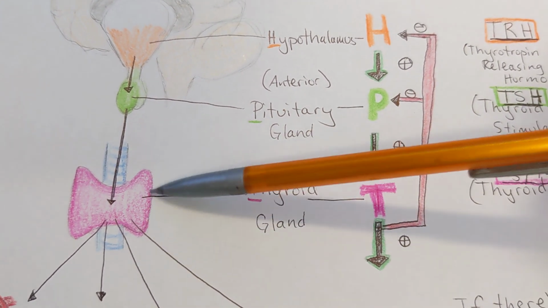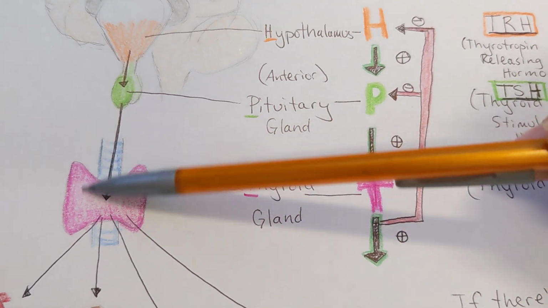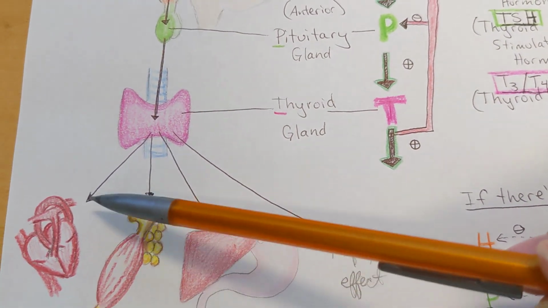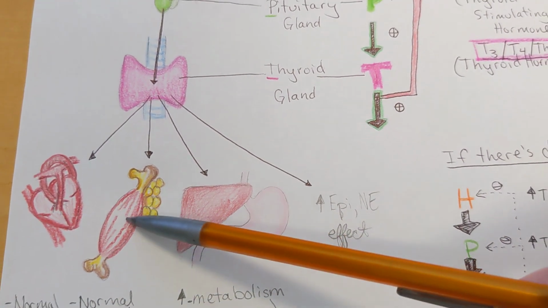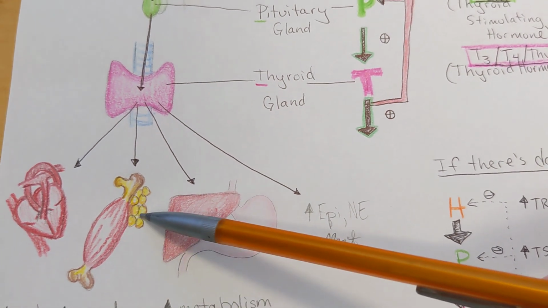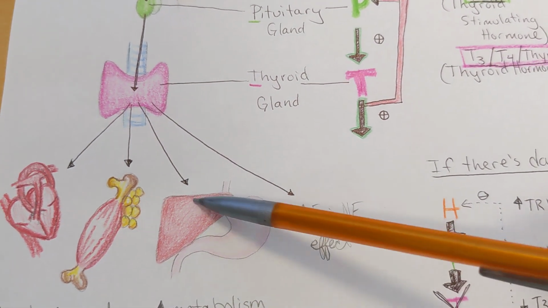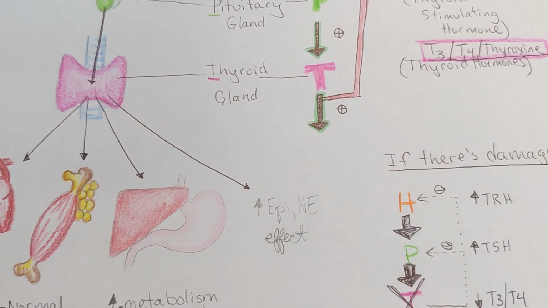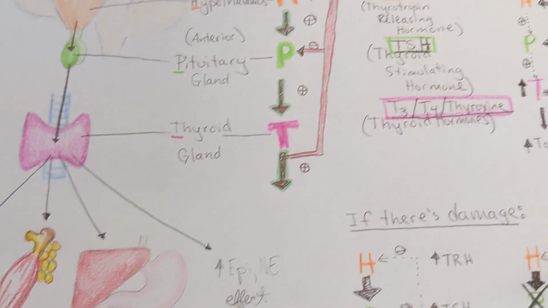The thyroid gland is then triggered to release its own hormones, thyroid hormones, which then circulate in the blood and bind to target tissues such as the heart, the bones, the muscles, fat, the digestive system and liver, and it even enhances the effects of epinephrine and norepinephrine on all other tissues.